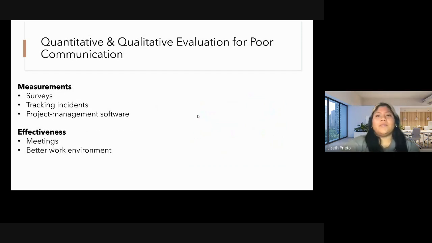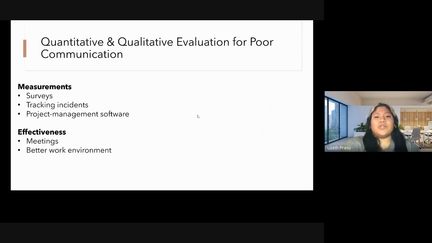Now we are going to be talking about the quantitative and qualitative evaluations for poor communication. The lack of communication causes problems in any type of setting you're in, whether it's work or personal life. At One America, it has been a problem, and it's crucial that we are concerned. It's an area of concern for employees there.